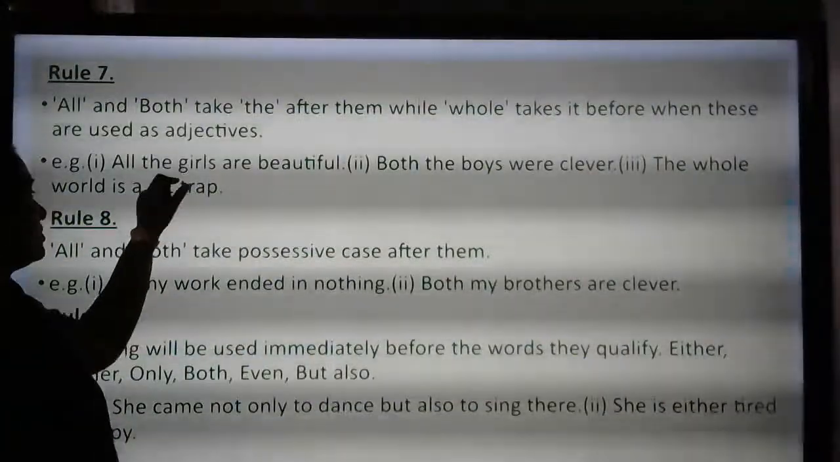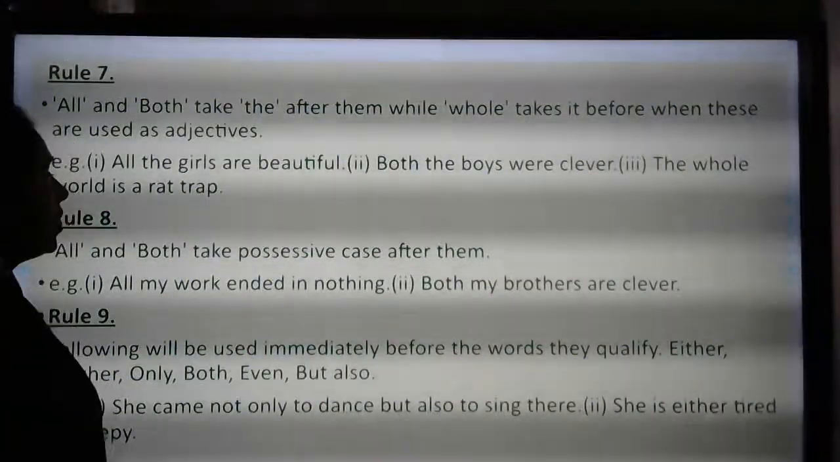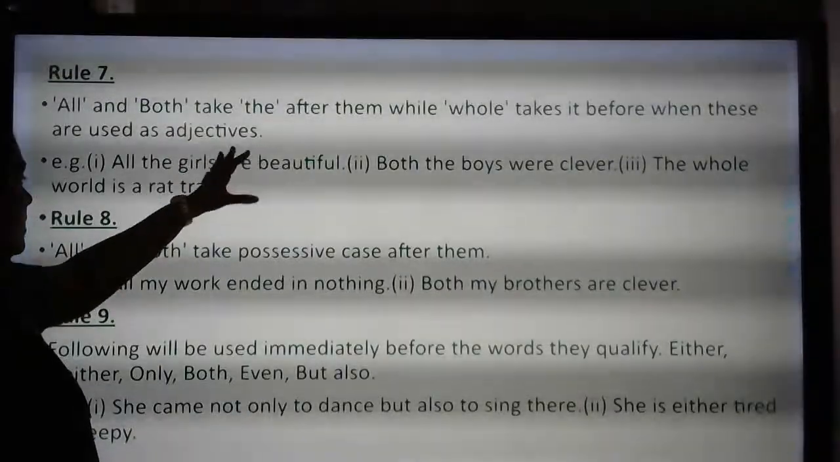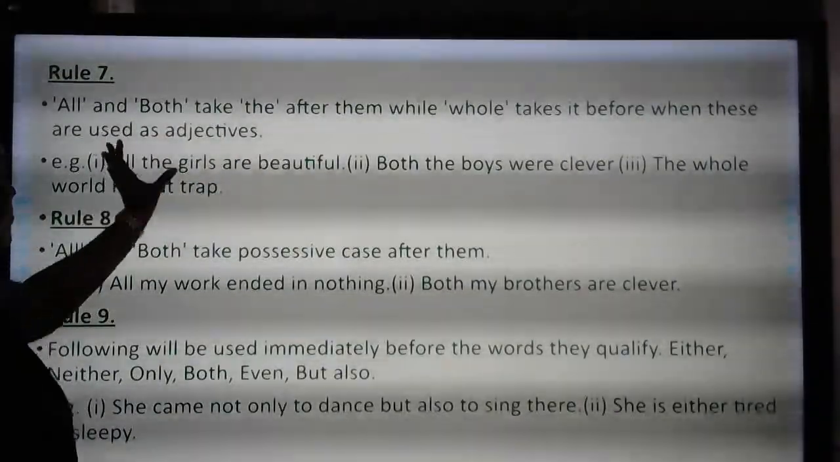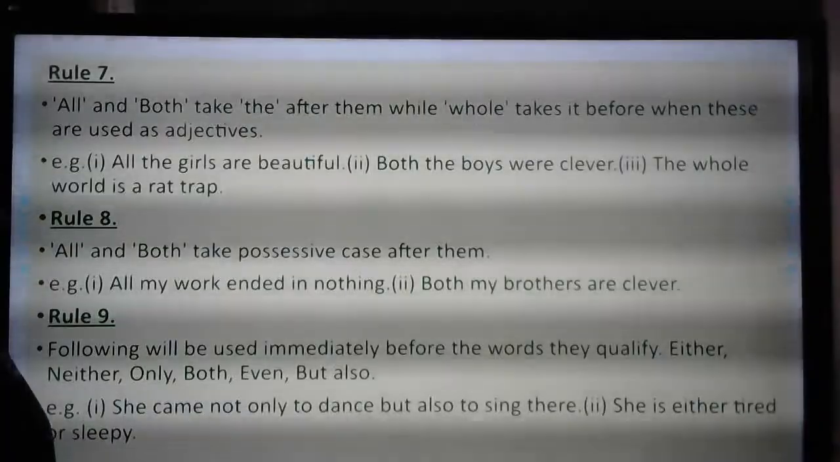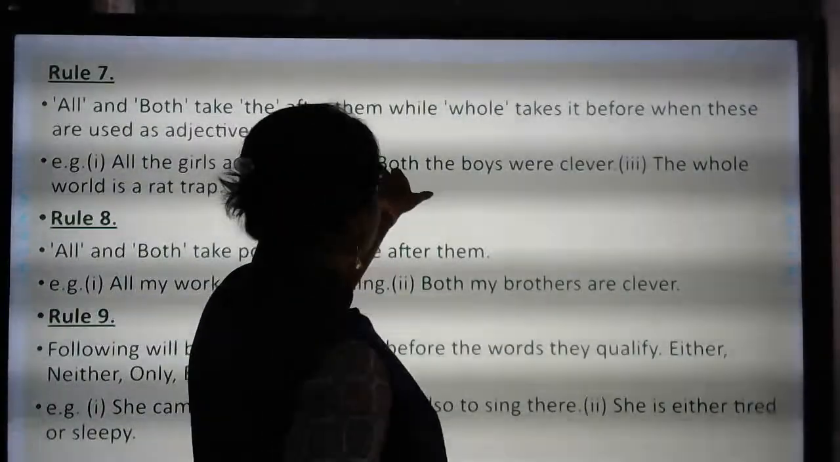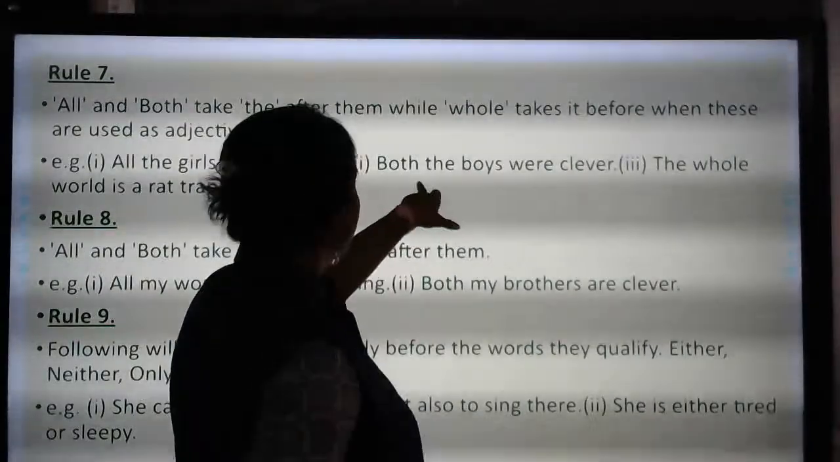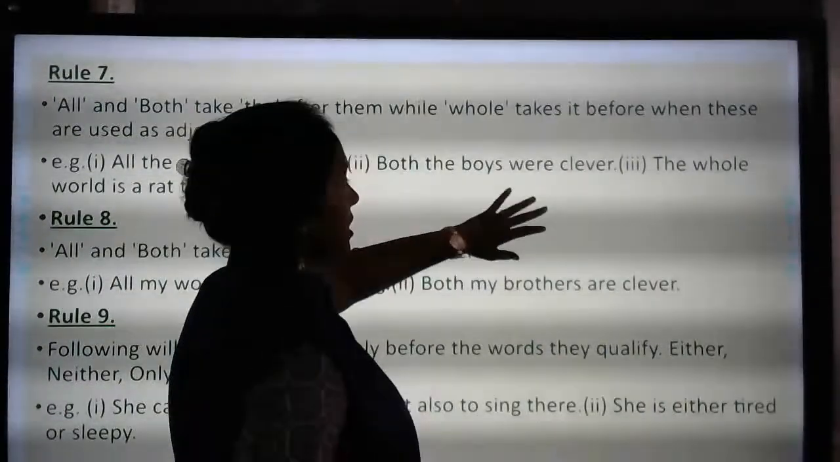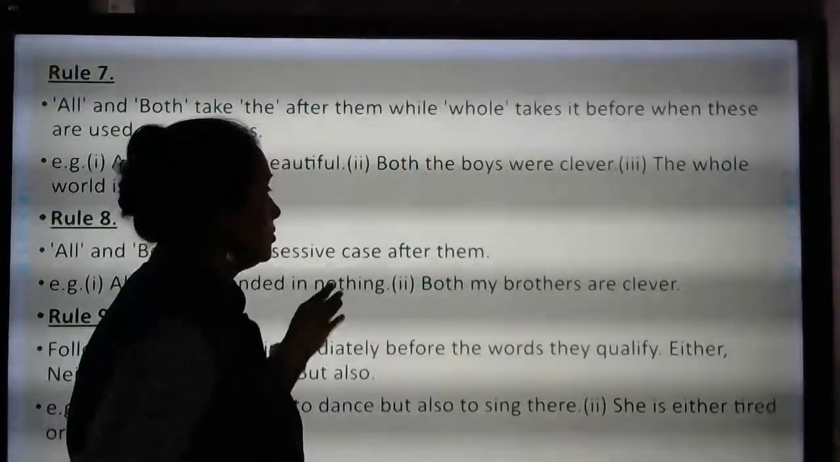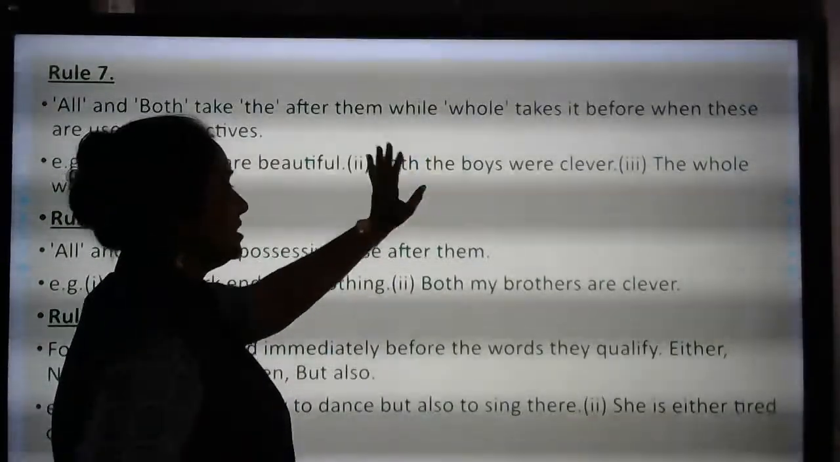And why have we used the article the here? Because this means the quality of beautiful is for all the mentioned girls. So it is a definite noun. That's why the definite article is used. Both the boys were clever. Both the boys means the boys about whom we are talking, those. So the definite article is used here.